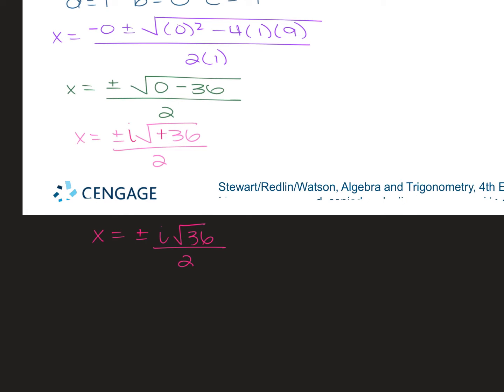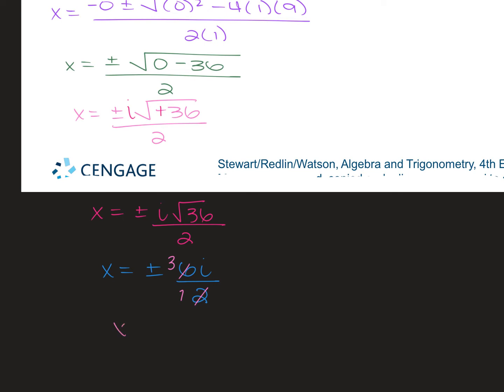So then from here, you are going to have x is equal to plus or minus 6i over 2. This still simplifies since you have that 2 underneath the 6. So 2 goes into 6 3 times. So that's just plus or minus 3i.